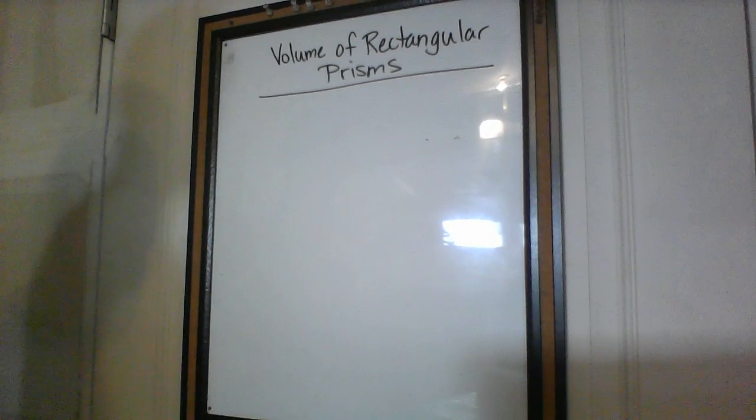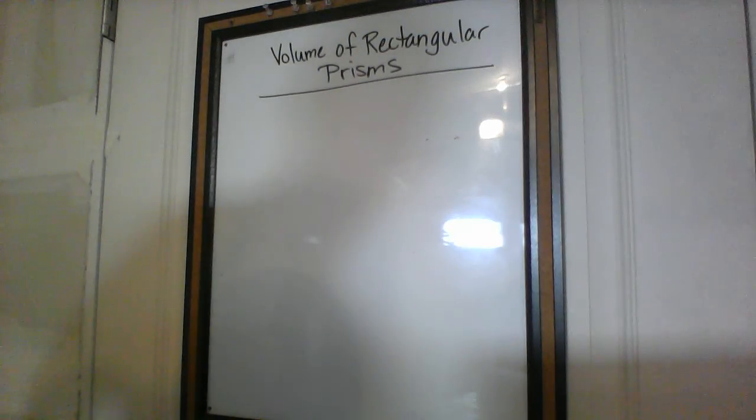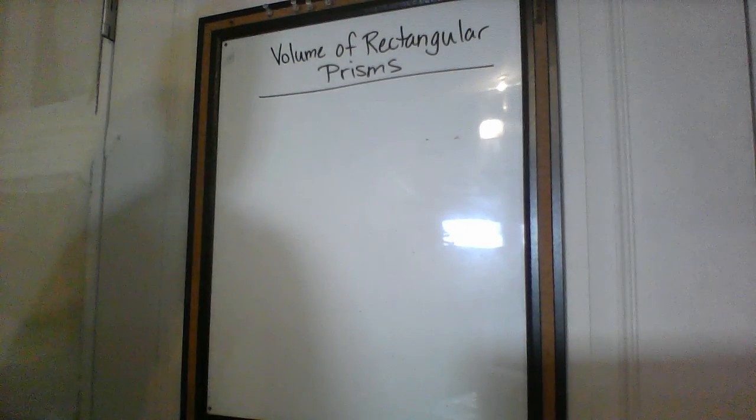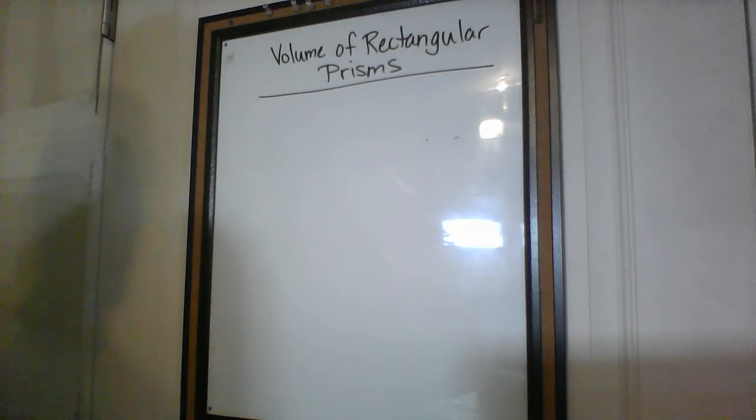Hey there, guys. Today we are doing volume of rectangular prisms. Hopefully, you know what I'm talking about with rectangular prism. That is going to be your common thing, a box, whether it's a cereal box, the Amazon box that always shows up at doors, different things like that. So any type of box shape.